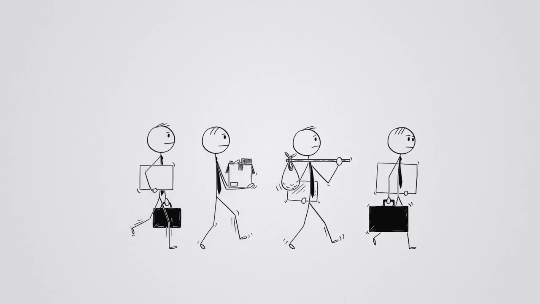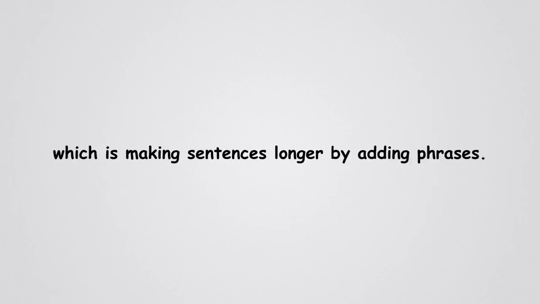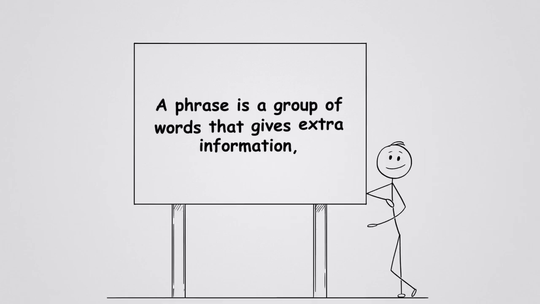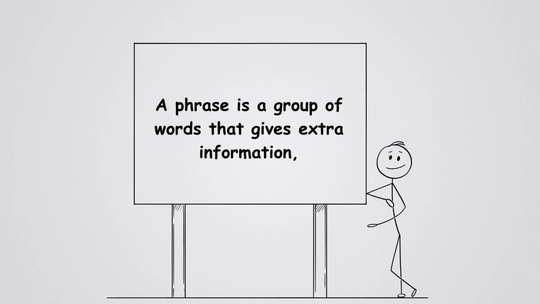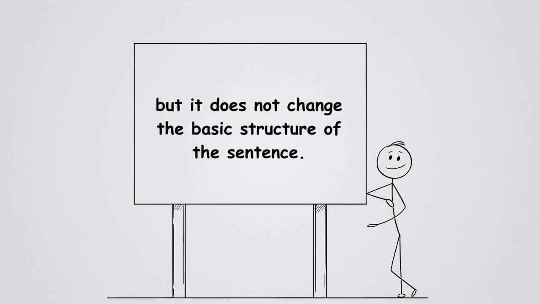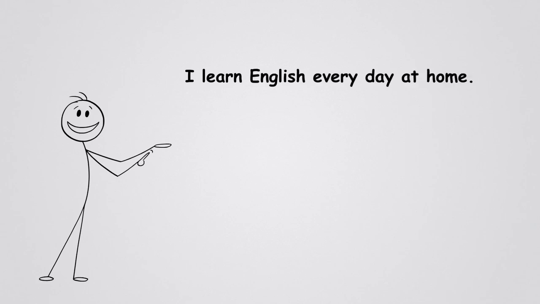Now let's move to the most important part of this video, which is making sentences longer by adding phrases. A phrase is a group of words that gives extra information, but it does not change the basic structure of the sentence. First, we start with a very short sentence. I learn English. Now we add a short phrase that tells time. I learn English every day. The sentence is now longer, but the base is still the same. Next, we add a phrase that tells place. I learn English every day at home.